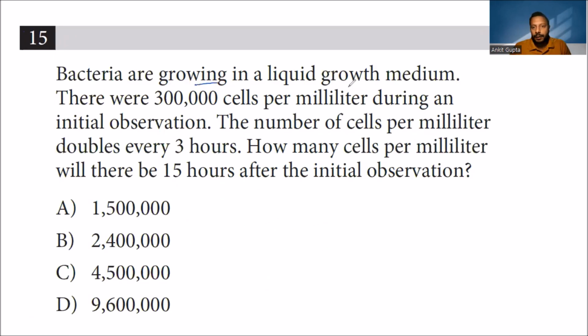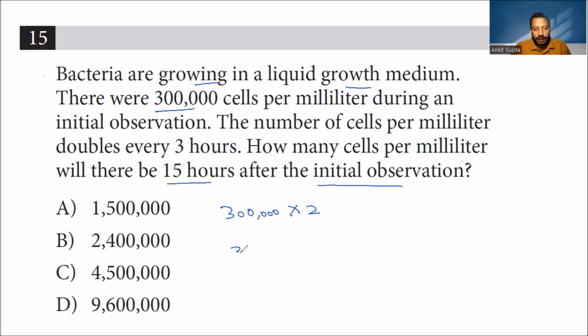Bacteria growing in a liquid growth medium, there were 300,000 cells per millimeter during an initial observation. So initially, there are 300,000 cells per millimeter. The number of cells per millimeter doubles every 3 hours. That means every 3 hours, it actually gets multiplied by 2. How many cells per milliliter will there be 15 hours after the initial observation?